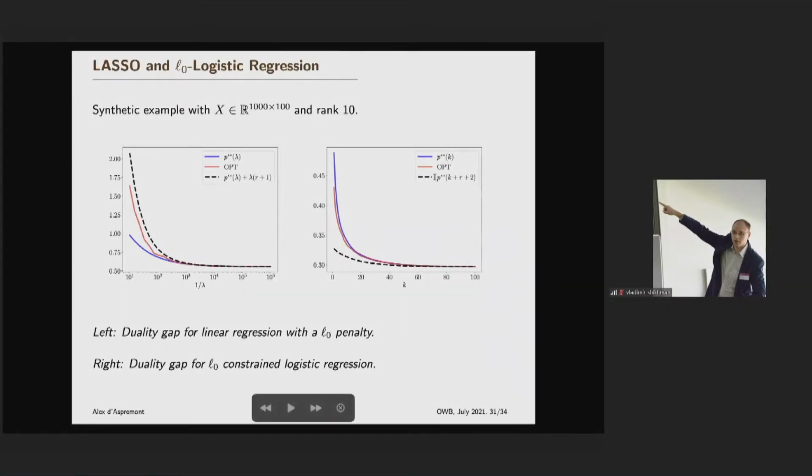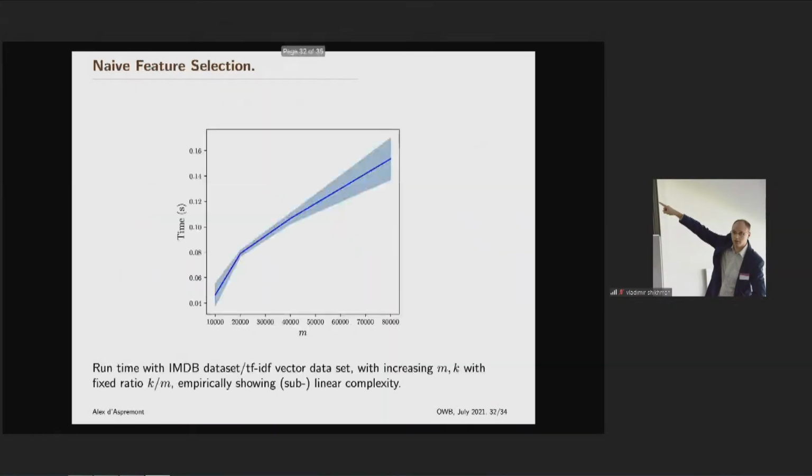Same thing with lasso on the left, and L0 constrained logistic regression on the right. We get these similar bounds that vary with either the target cardinality or the penalty parameter in lasso. And you see that these bounds get, again, increasingly tight as the sparsity increases, and typically you're adding useless variables. So that's a synthetic example where we had everything.